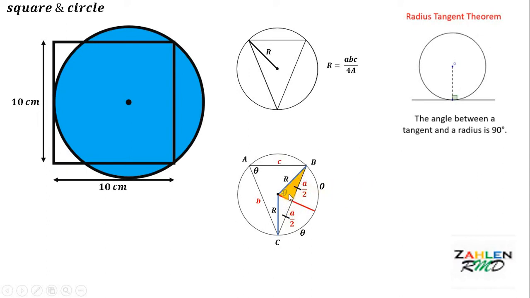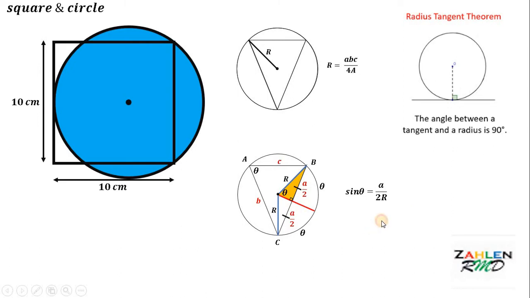We can relate the angle theta, a over 2, and R using the sine function. Thus, we have sine theta equals a over 2, the side opposite of the angle theta, all over R, which is the hypotenuse. Now simplify, sine theta must be equal to a over 2R.